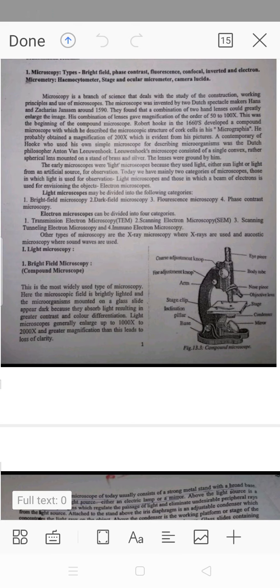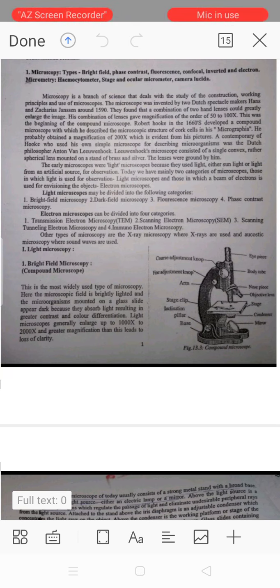Light microscopes may be divided into the following categories: bright field microscopy, dark field microscopy, fluorescence microscopy, and phase contrast microscopy. Electron microscopes can be divided into four categories: transmission electron microscopy, scanning electron microscopy, scanning tunnel electron microscopy, and immunoelectron microscopy. Other types of microscopy are X-ray microscopy, where X-rays are used, and acoustic microscopy, where sound waves are used.